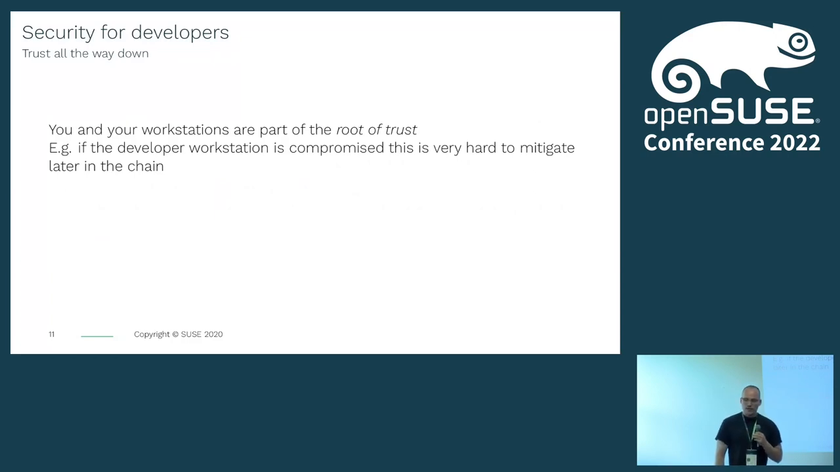You and your workstations are part of this root of trust. So if your developer workstation is compromised, then it's very hard to mitigate this later in the chain. You can have signed commits and whatever, and we can do code audits, but if someone does it in a very clever way, then it's unlikely that you will notice that directly. So that's the reason why it's really important for us to make sure that developer workstations are secured properly.